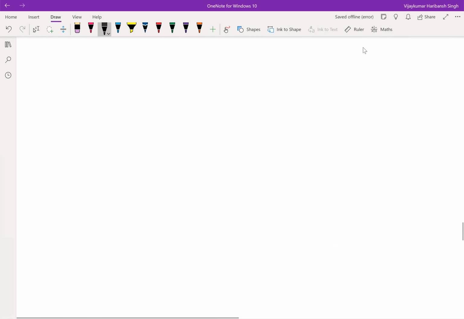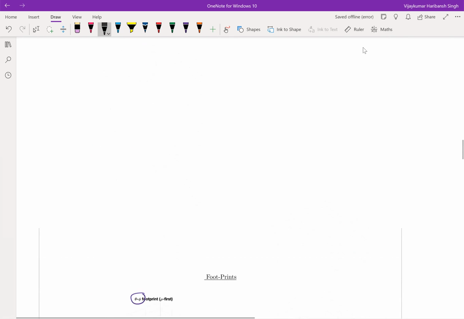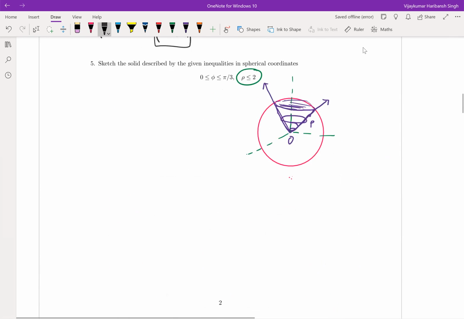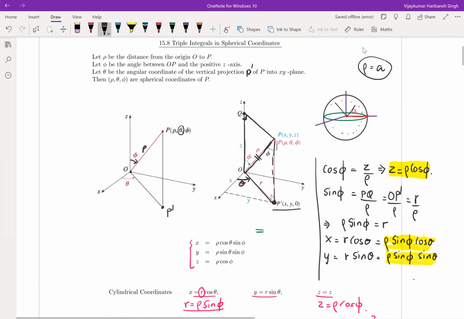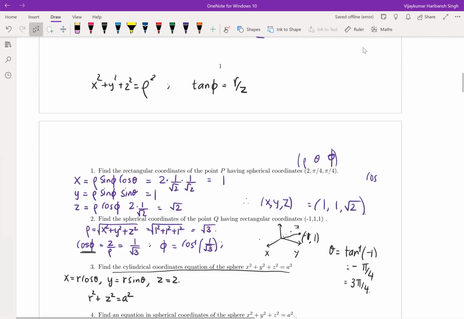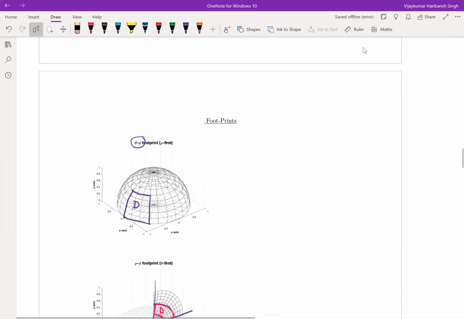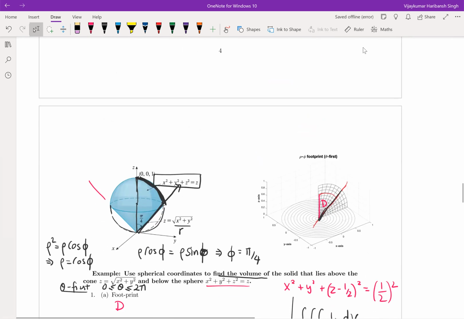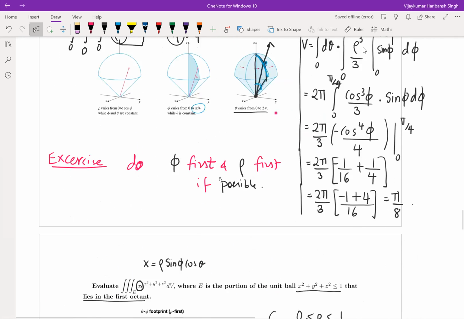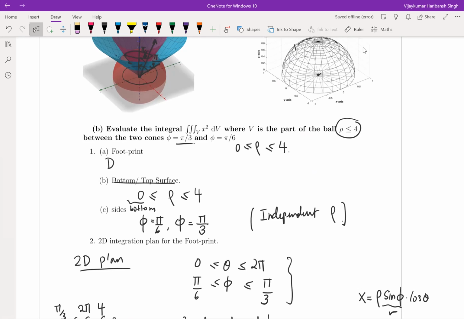All right, so to summarize this lecture, we discussed the spherical coordinate system, and then we did integration in terms of spherical coordinates, and we described the different regions, and we did 3 problems. All right. Okay. Thank you for your attention.